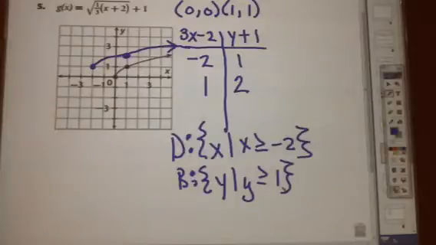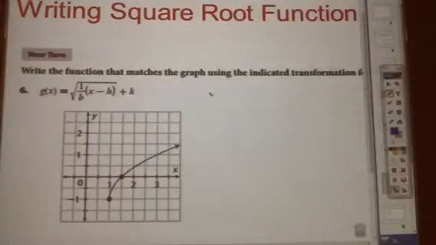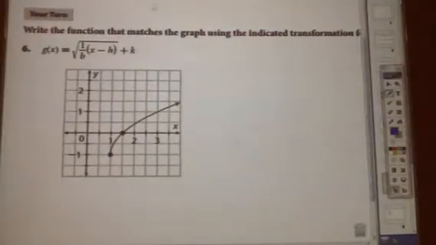Okay, turn to 595. Now we're going to write a square root function. We're going to take the graph and we're going to write the function. The book is going to tell you what form you want it in. It'll either have a B in it or it'll have an A in it, and the book will tell you.